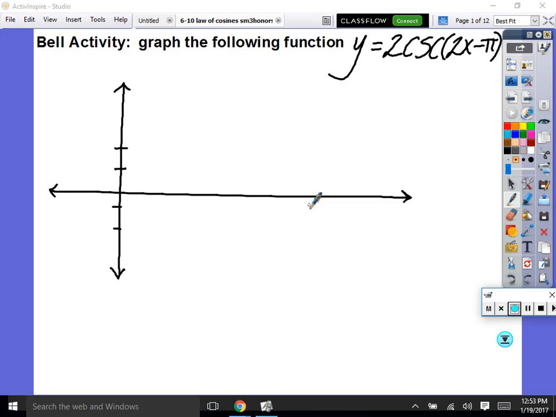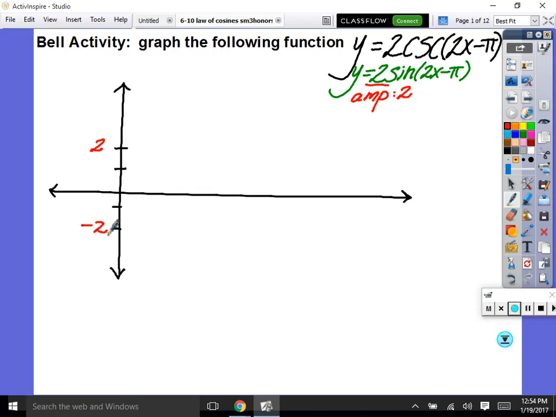Okay, so the first thing we would do, and on the test I will ask for specifics. First of all, cosecant is the reciprocal of what trig function? Sine. So let's just rewrite this as a sine function: y is equal to 2 sine of 2x minus pi. The first thing I'm going to ask on the test is, what's the amplitude? That's usually our easiest, right? Amplitude is 2, so we would go up to 2 and down to -2.